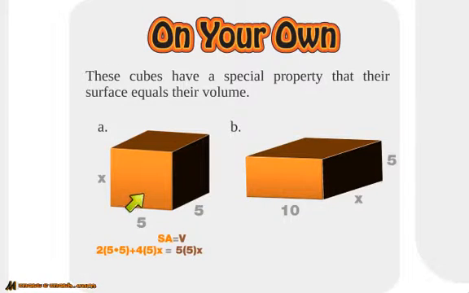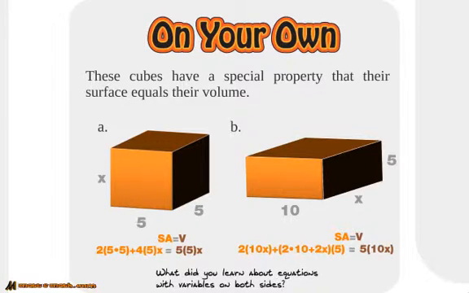Surface area, you've got 2 bases times the perimeter of the base times x. It's the height. And the volume is just 5 times x. Remember, surface area again is you've got the bottom base, top base, times the perimeter of the base, times the height. And here it is. Now you're not actually solving for x yet. That's going to come here in just a second.